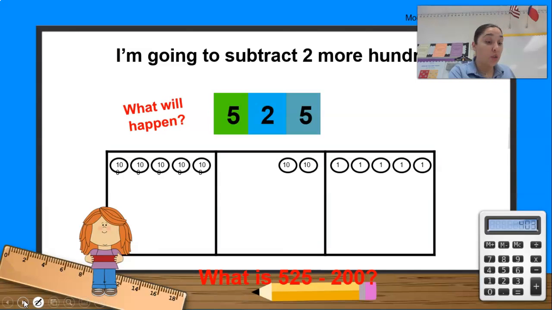I am going to subtract 2 hundreds. What will happen to the hundreds when I subtract 2 hundreds? Yes, boys and girls, the number in the hundreds will get smaller by 2. Okay, boys and girls, are we ready?